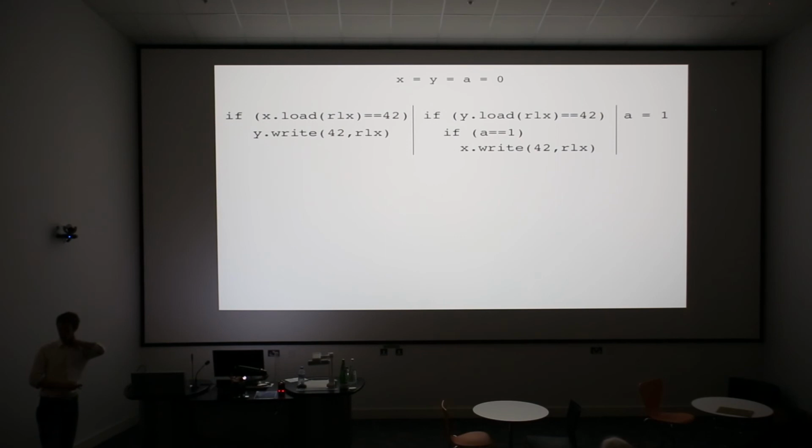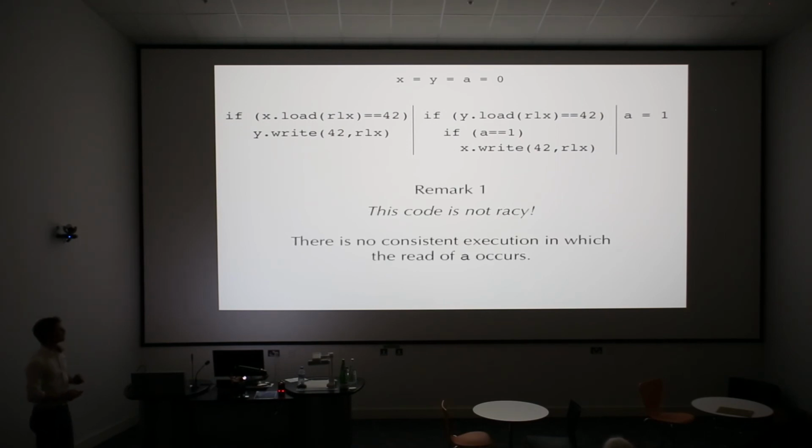Now, let's think a bit about this code. Remark 1, this code is not racing. Because, okay, a bit dangerous, because here there are no synchronizations and, well, we have two non-atomic accesses to the same variable, but there is no consistent execution in which the read of A occurs, because if there was one consistent execution in which this one occurs, then, let's recall the semantics of non-atomic reads, they must return the last write in the happens-before order. And for the last write in the happens-before order, there is no synchronization between these two threads, so it must be this one.